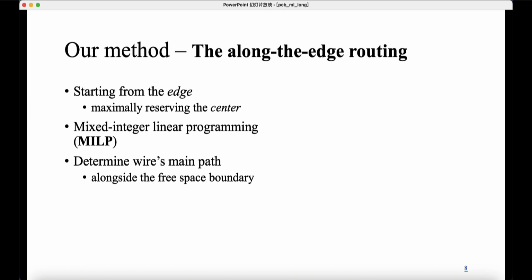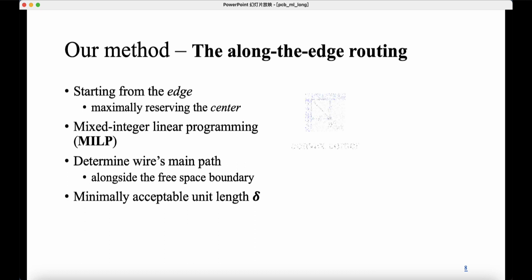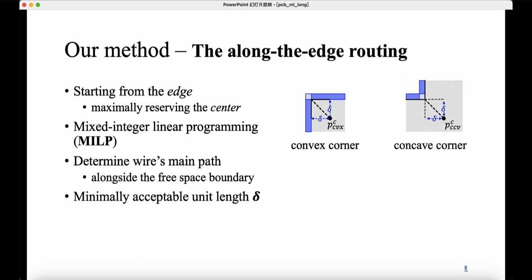Since vertical and horizontal segments form the wire, the free space boundary is a rectilinear polygon. When the wire is routed alongside the rectilinear polygon from the interior, only the corners cause the wire to bend. In other words, the point at a distance of the minimally acceptable unit length delta from the x and y coordinates of the polygon's corner is most likely to be a bending point, referred to as P convex for the convex corner and P concave for the concave corner, as shown in the figure, respectively. We define these points as the bending point candidates.